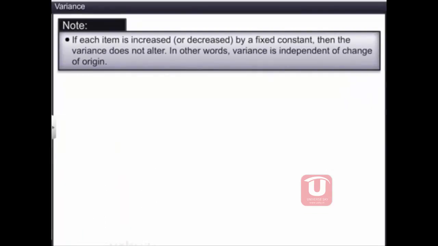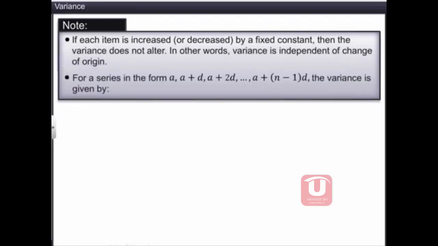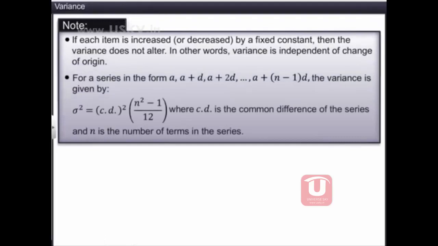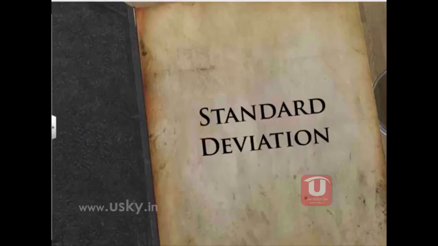Please note that if each item is increased or decreased by a fixed constant, then the variance does not alter. In other words, variance is independent of change of origin. For any arithmetic series, variance is equal to the square of the common difference multiplied by n squared minus 1, whole divided by 12. In this module, you will learn to find the standard deviation of grouped and ungrouped data.